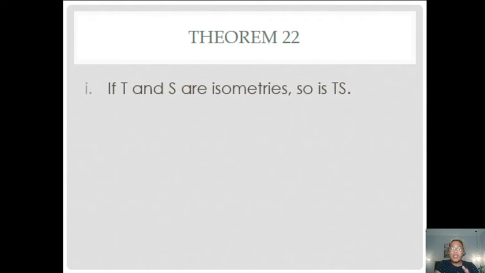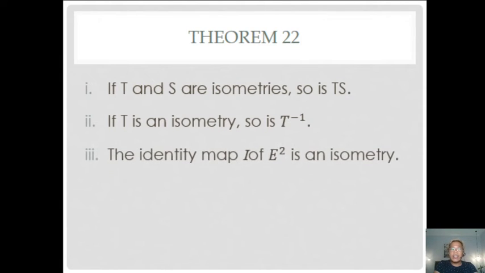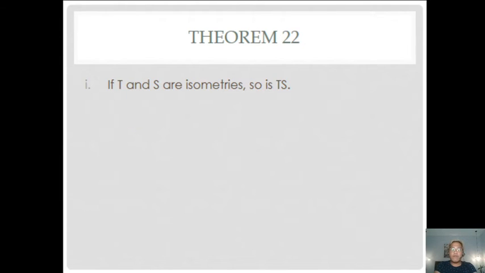We have here: if T and S are isometries, so is TS. If T is an isometry, so is T inverse, and the identity map of the Euclidean plane is an isometry. Okay, we will be proving them one by one. First stipulation, if T and S are isometries, so is TS.